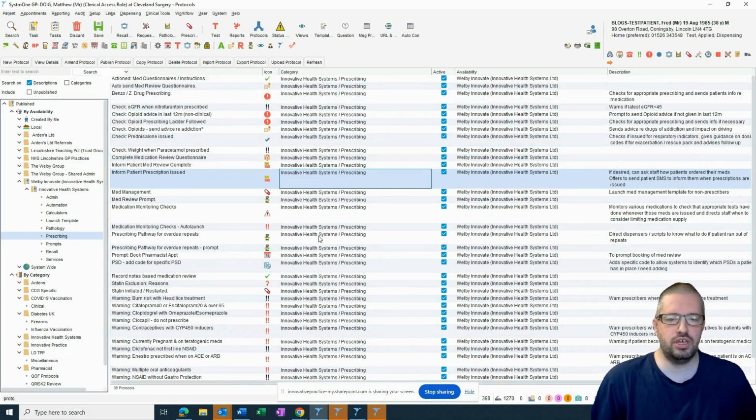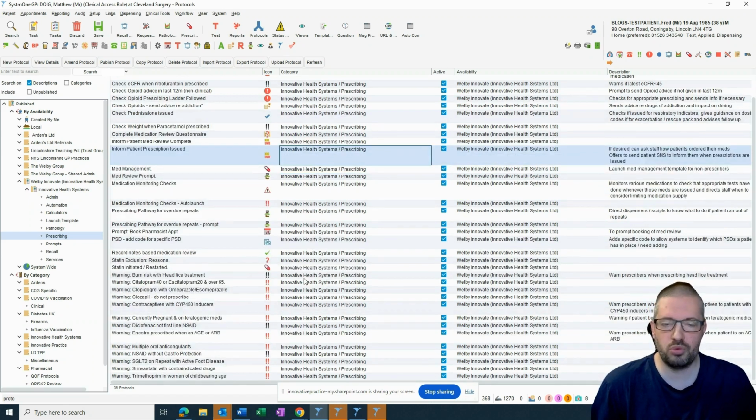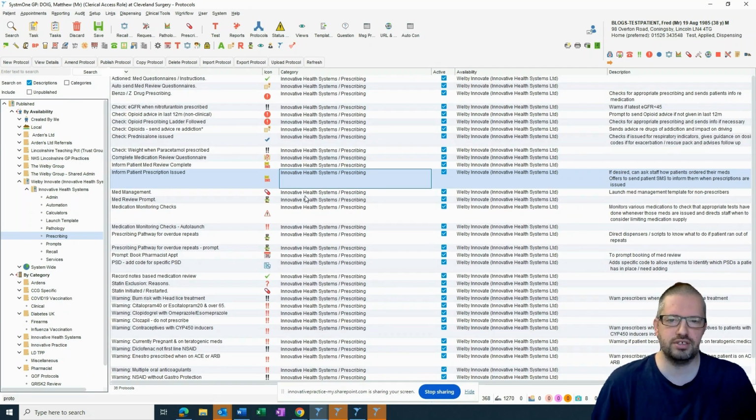Conversely, there may be things that you think we're missing that you would like to add in. So please do let us know. If you think there are gaps or things that would be really helpful for your practice and others, let us know. We'll review them and develop them with you. So hopefully that all helps keep prescribing safe and helps you and your patients. Thanks.